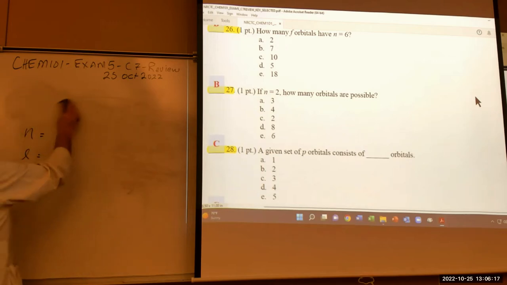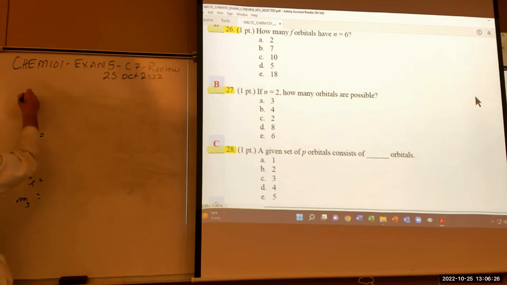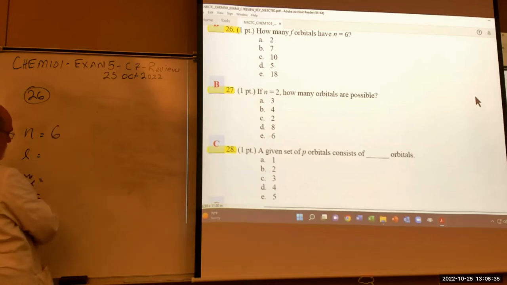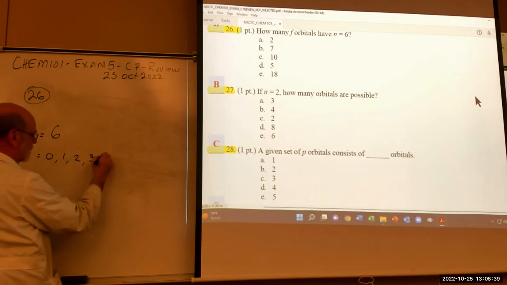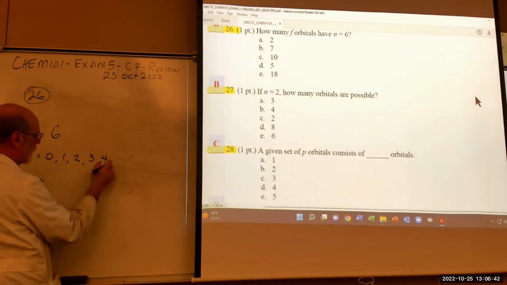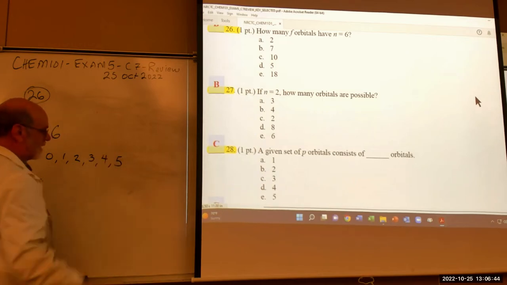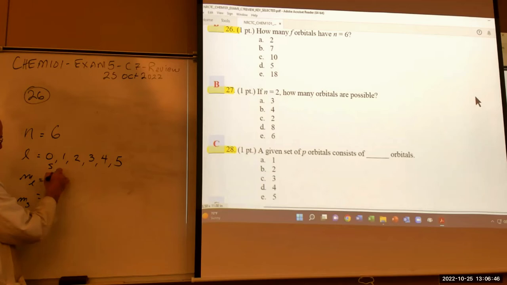Just change the number. L, M sub L, and M sub S, right? Okay, 26. Now we're looking at how many F orbitals you can have in N equals 6. Right? So we could have a 0, a 1, a 2, 3, a 4, 1, 2, 3, 4, 5, 6. Okay, this is S, P, D, F. Yep.